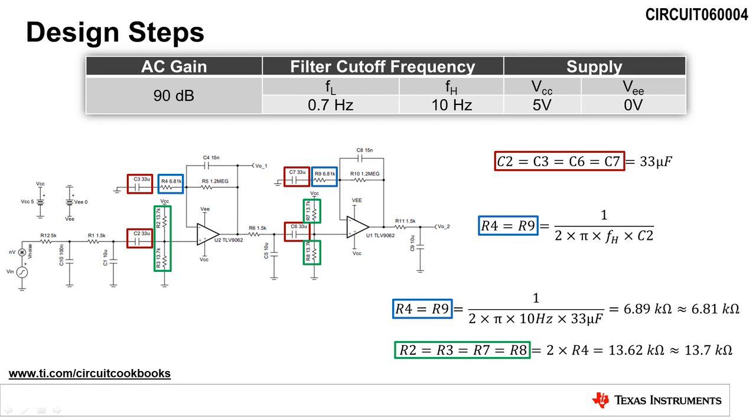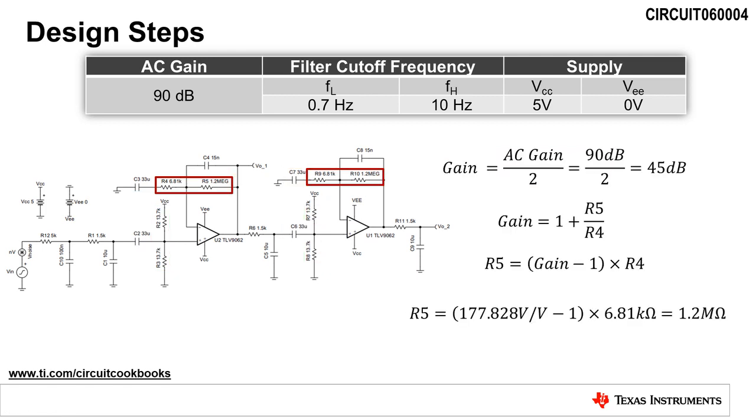For the voltage dividers, the equivalent resistance is half of the resistor values in the divider. Therefore, we must select the resistors of the voltage dividers to be double the calculated value. This yields a resistance of 13.62 kiloohms. The closest standard resistor value is 13.7 kiloohms, so that is the value we will use for R2, R3, R7, and R8.